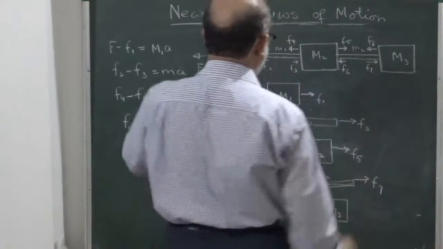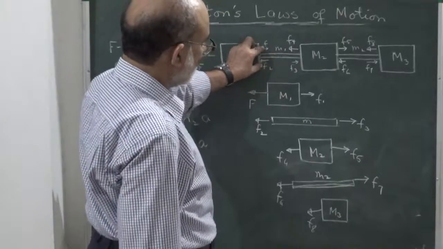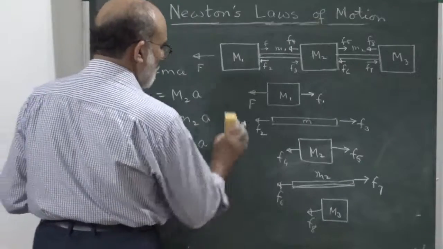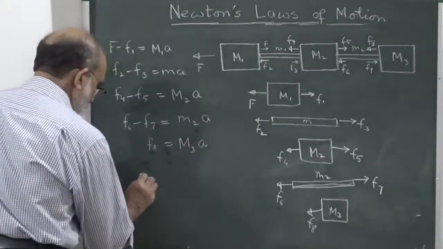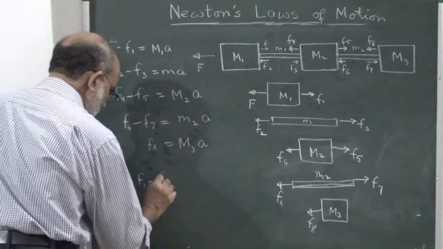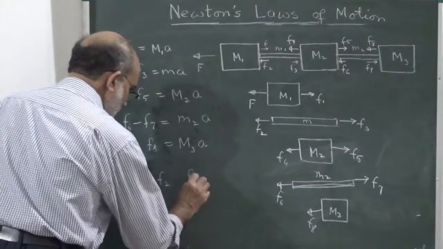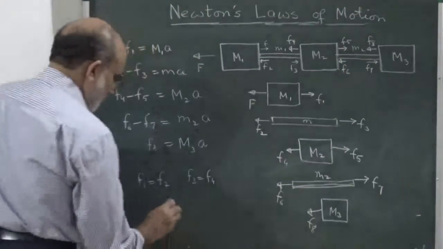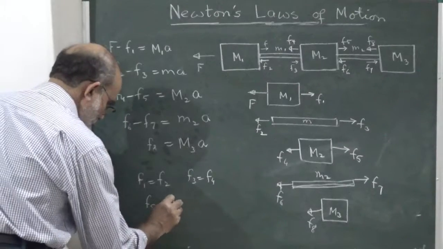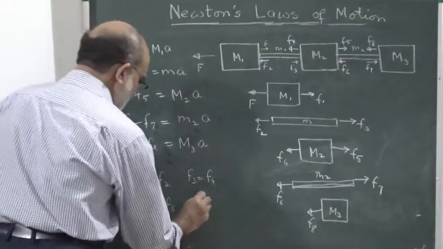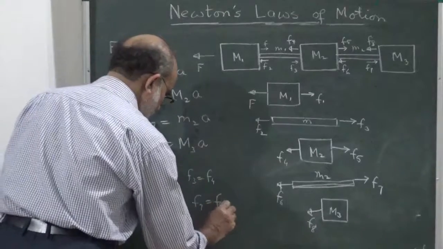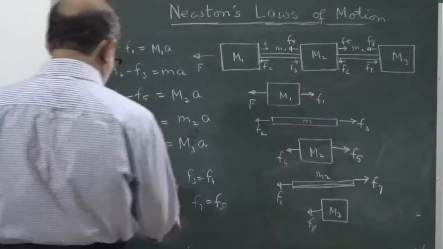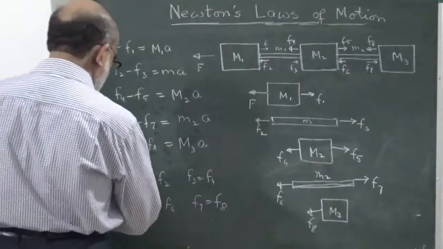Now here we have seen that F1, F2 are action and reaction. Here F3, F4 are action and reaction. So according to Newton's law, F1, F2 must be the same. So F1 must be equal to F2, F3 must be equal to F4, F5 must be equal to F6, and F7 must be equal to F8. So if you substitute these values and add all these equations.